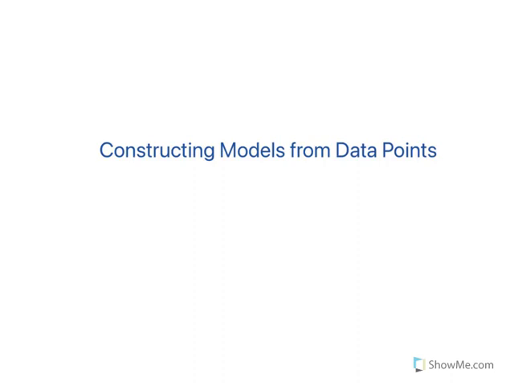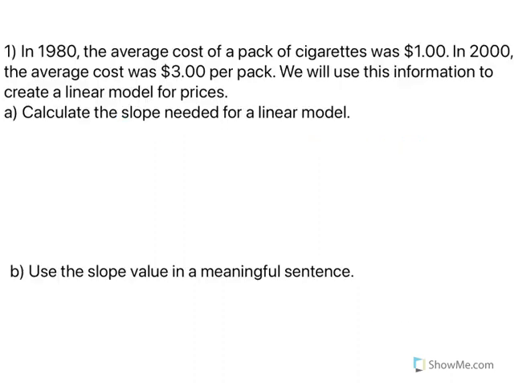Constructing models from data points. This is where the fun really happens. So let's just jump right into problems and see what happens. In 1980, the average cost of a pack of cigarettes was $1. I also wasn't alive. It was a long time ago. In 2000, the average cost was $3 per pack. We will use this information to create a linear model for prices.